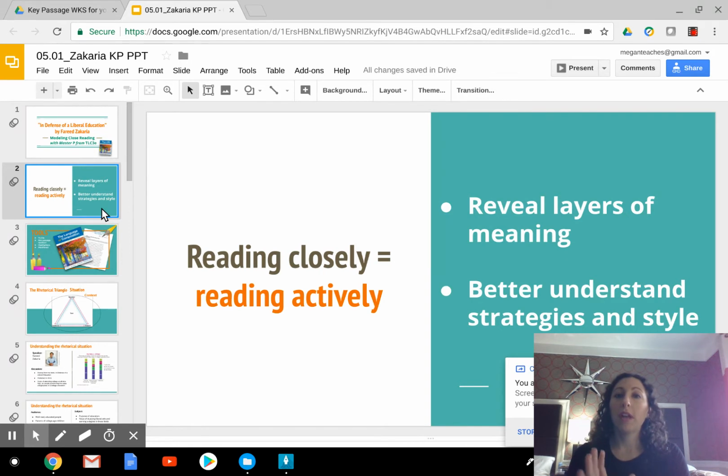As a reminder, when we're reading closely, it means that we're reading actively, right? We're trying to reveal those layers of meaning, and we're trying to get at a better understanding of not only the content of a text, but also the style, the rhetoric, how a writer is making an argument and what that argument is, right?